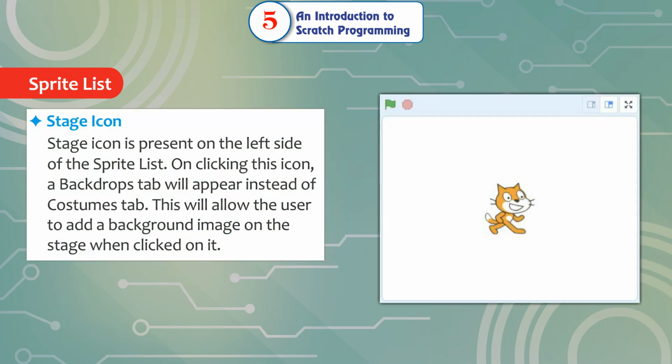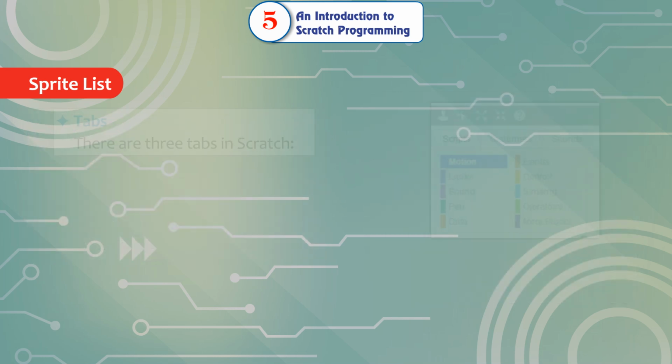Stage icon. Stage icon is present on the left side of the sprite list. On clicking this icon, a Backdrops tab will appear instead of Costumes tab. This will allow the user to add a background image on the stage when clicked on it.